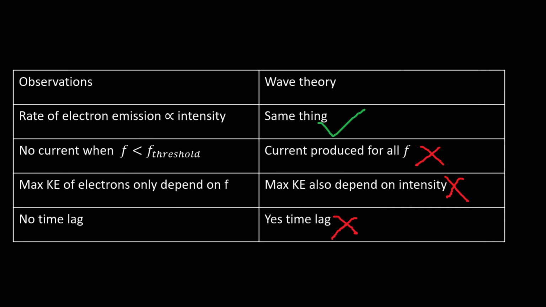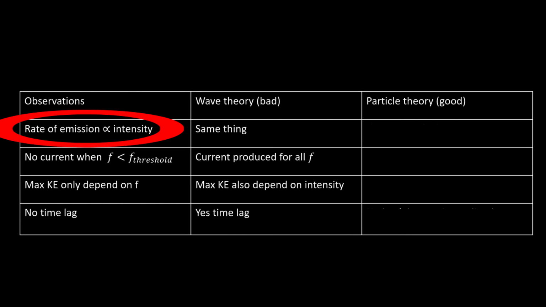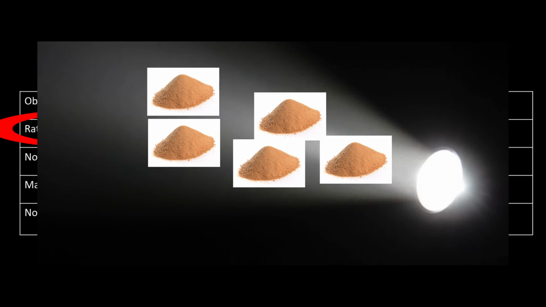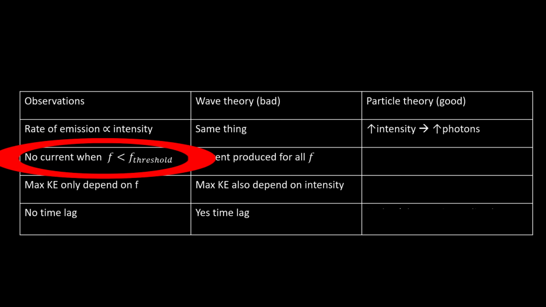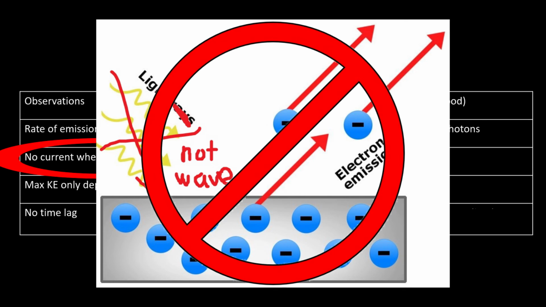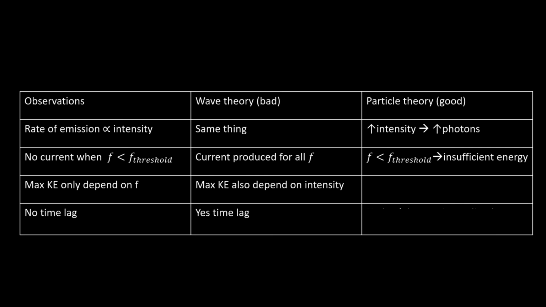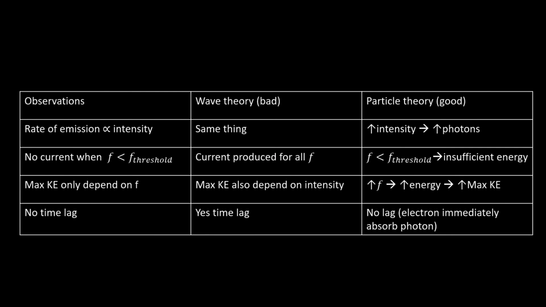To explain these phenomena, Einstein concluded that light was made out of particles called photons, and the energy of each photon is only proportional to the frequency of light. This can explain the first observation, as higher intensity means higher rate of photon emission and thus higher rate of electron emission. When the frequency of light is lower than the threshold frequency, the photon does not contain sufficient energy to emit an electron, so nothing happens. When the photon does have sufficient energy, the electron immediately gets emitted when the photon strikes it. The relation of energy and frequency also aligns with the third observation.